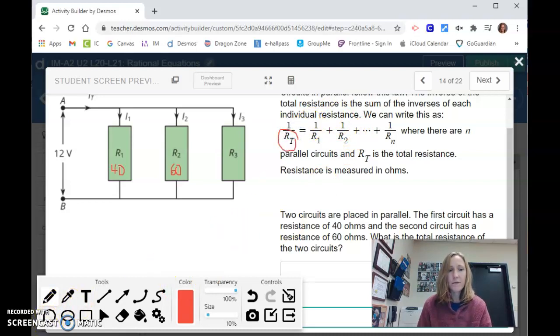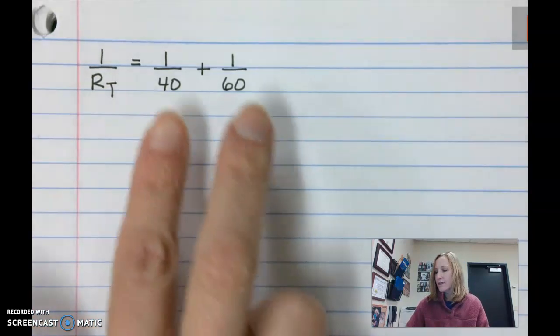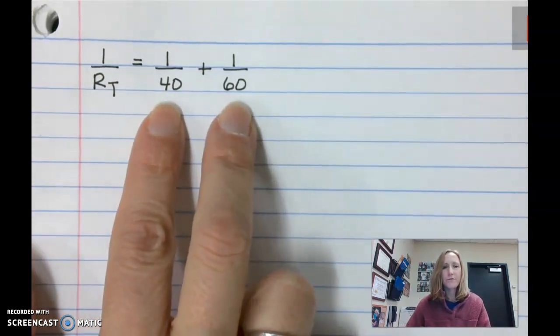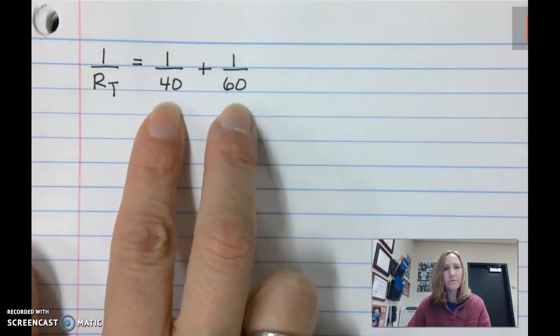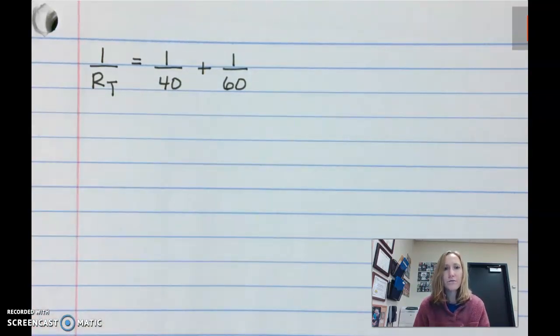So let's see if we can set up an equation to represent that. So you can see that we're going to try to determine this total resistance when we know that the two circuits that we've wired in parallel here have resistances of 40 and 60 respectively. So we want to try to solve this equation. I can think of a couple of ways to do it.